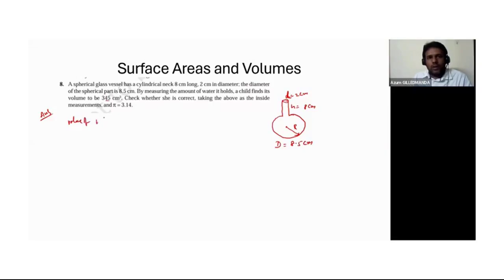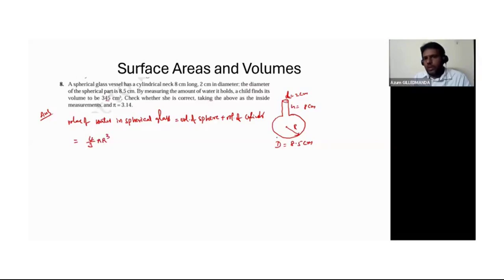Volume of water in spherical glass equal to volume of sphere plus volume of cylinder. You're following me, right? So for the best use of space, I'm starting from here. So what is volume of sphere? 4 by 3 pi capital R cube.